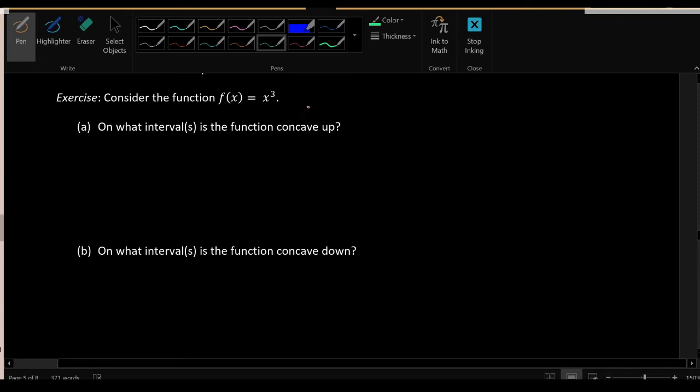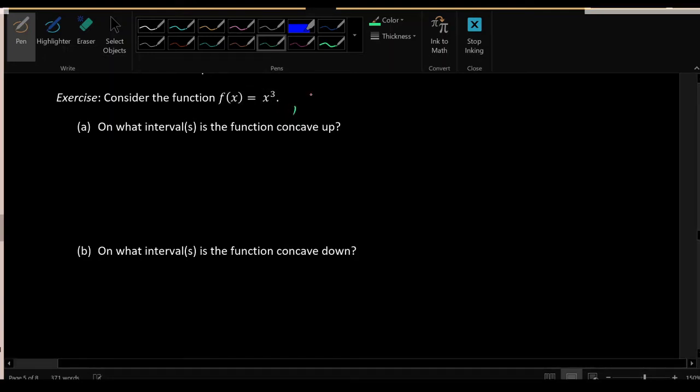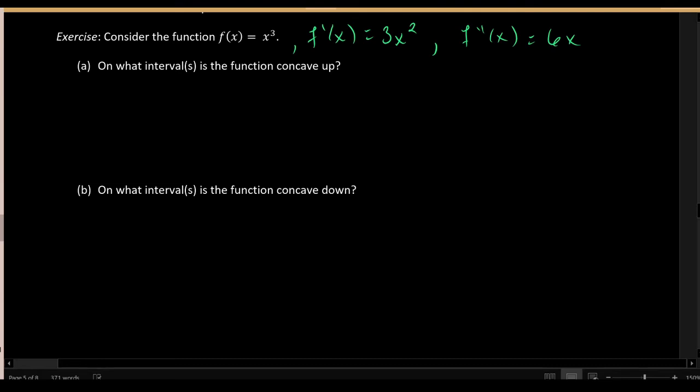So the easiest way, in my opinion, to approach a problem like this is to calculate the second derivative and to try and figure out where the second derivative is positive or negative. If f of x is equal to x cubed, then f prime of x is 3x squared. So applying the power rule one more time, f double prime of x would have to be 6 times x. On what intervals is the function concave up? These would be intervals where the second derivative is positive.